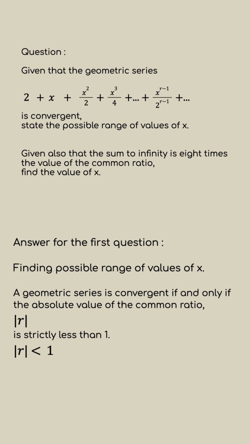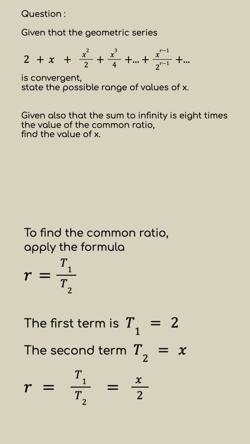This is the answer for the first question. A geometric series is convergent if and only if the absolute value of the common ratio is strictly less than 1. To find the common ratio, apply the formula r equals T2 over T1. The first term is T1 equals 2. The second term is T2 equals x. r equals T2 over T1 equals x over 2.